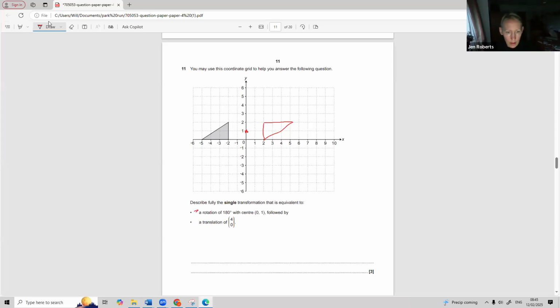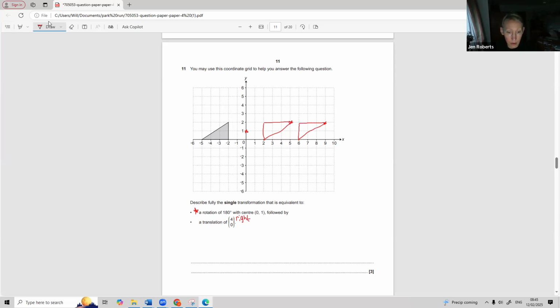Done this transformation, I've rotated it. I now need to perform a translation of (4, 0). So let me choose this corner here. This means 4 to the right. If it was negative, it would be left. And 0 means I'm not moving it up or down. I'm just going 4 right. So 1, 2, 3, 4. So I've performed all my transformations now.